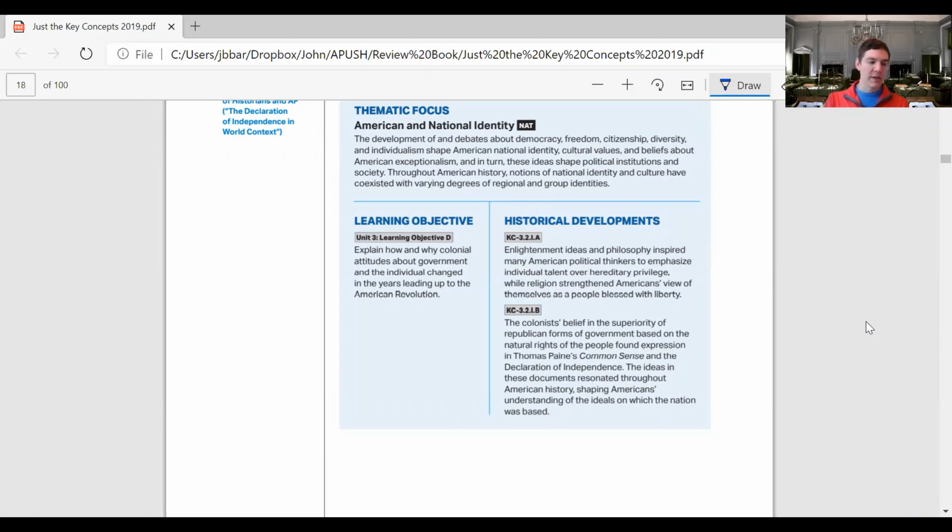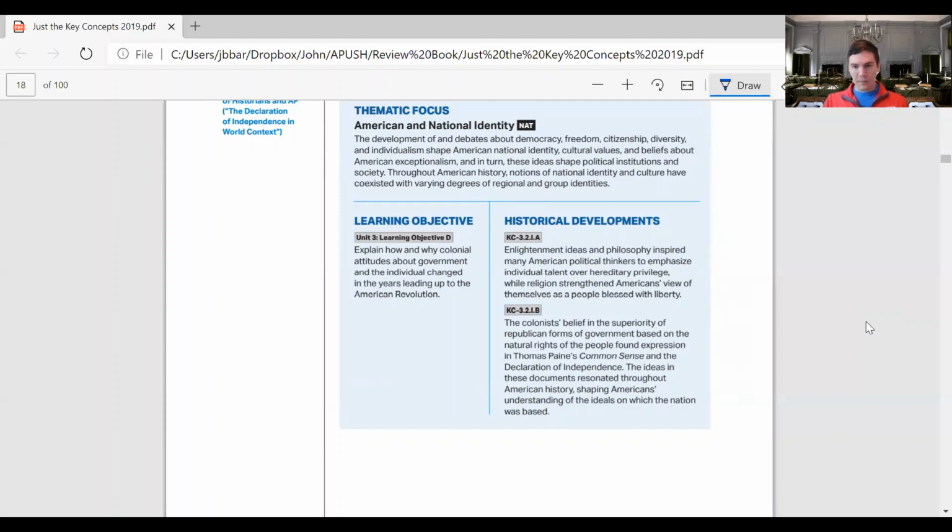Many of the colonists felt like they were not given the same amount of representation as someone who was in England. They want a small r republican form of government. A republican form is where you vote for representatives that go into Parliament or go into Congress and represent you. They feel like they don't have that.